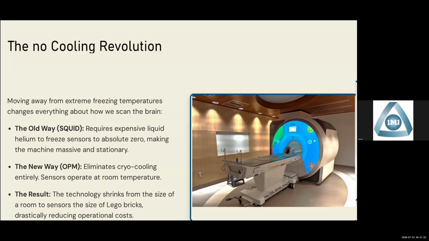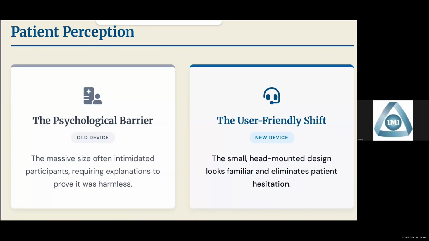Moving away from extreme freezing temperature changes everything about how we can scan the brain. The old way, the SQUID, requires expensive liquid helium to freeze the sensor, and the machine is massive and stationary. The new way eliminates cryocooling entirely, and the sensors operate at room temperature. The result: the technology shrinks from the size of a room to sensors the size of Lego bricks, drastically reducing operational costs.